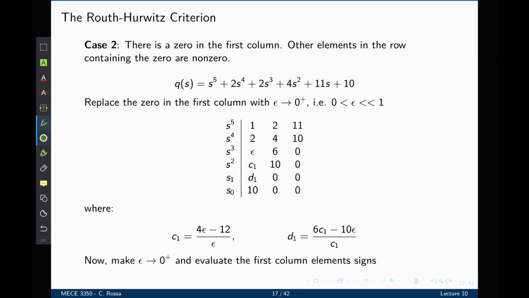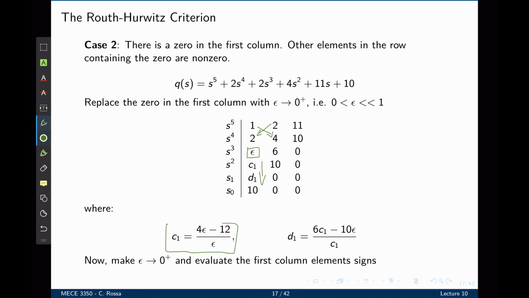The solution to this is very simple. When you get a 0 here, followed by at least one element that is non-zero, write epsilon instead of 0, and continue all the calculations as a function of epsilon. So here 1 times 4 minus 2 times 2 divided by -2 is 0. 0 would go here, replace that with epsilon. And now calculate the remaining elements as a function of epsilon.